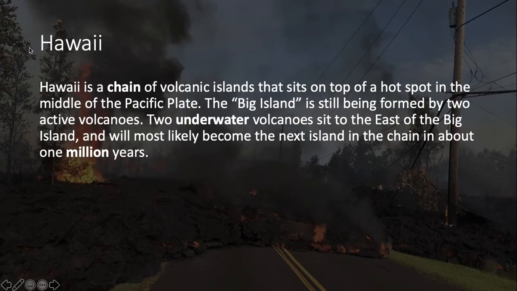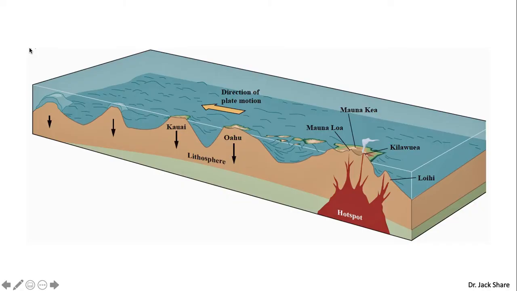Hawaii. Hawaii is a chain of volcanic islands that sits on top of a hot spot in the middle of the Pacific Plate. The Big Island is still being formed by two active volcanoes. The underwater volcanoes that sit to the east of the Big Island will most likely become the next island in the chain in about 1 million years.